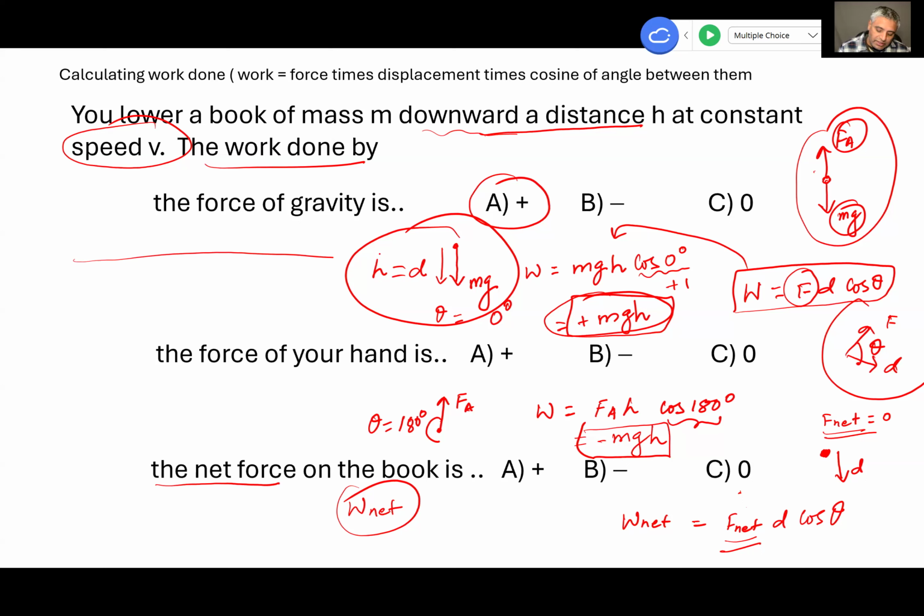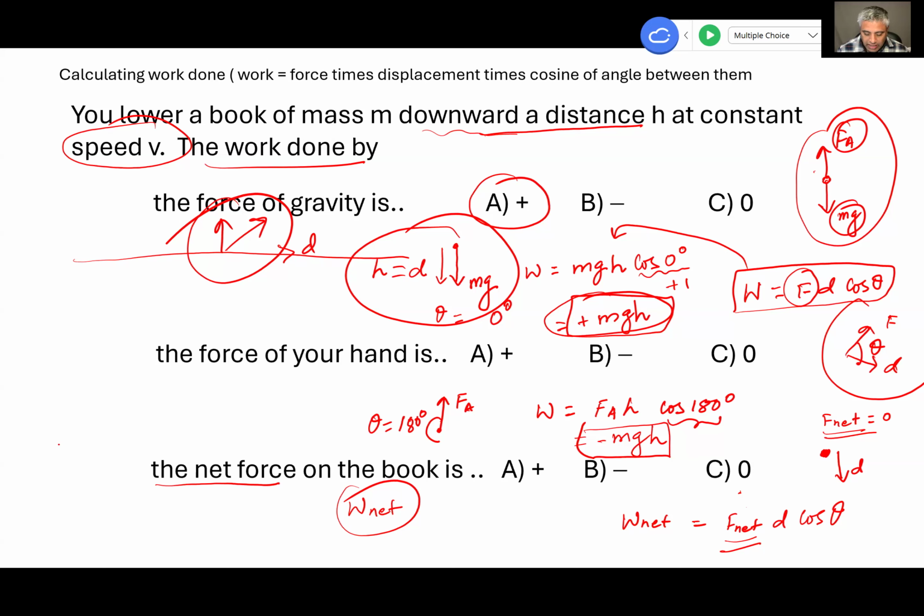Okay. So those were in the vertical direction. The displacement could also be in the horizontal direction, and forces could be acting in several directions. You can always use the same idea.